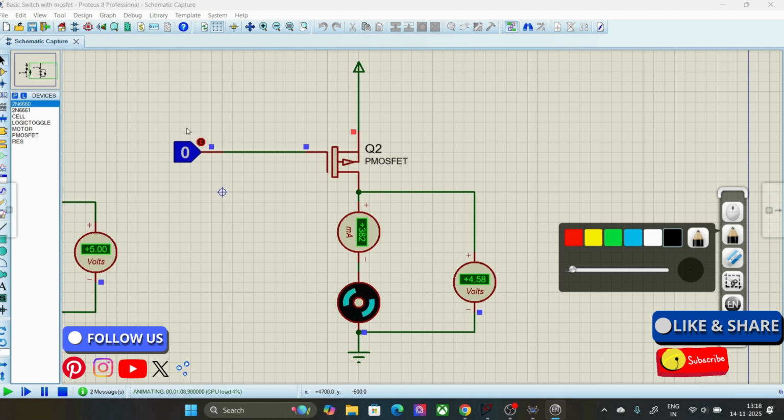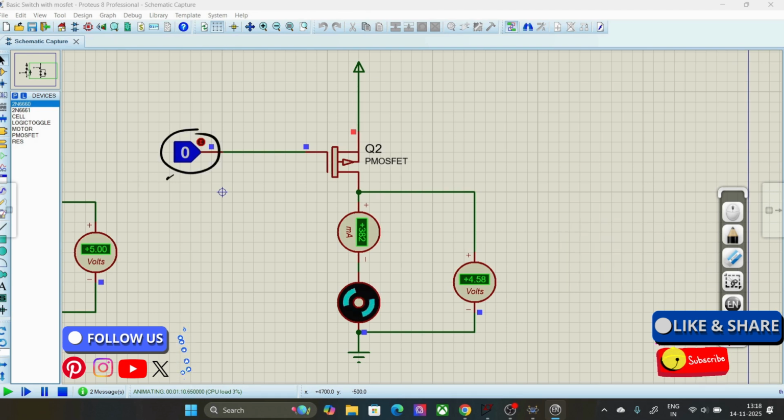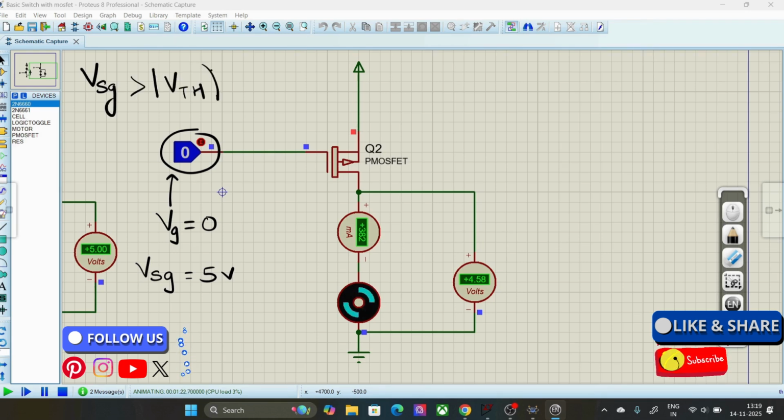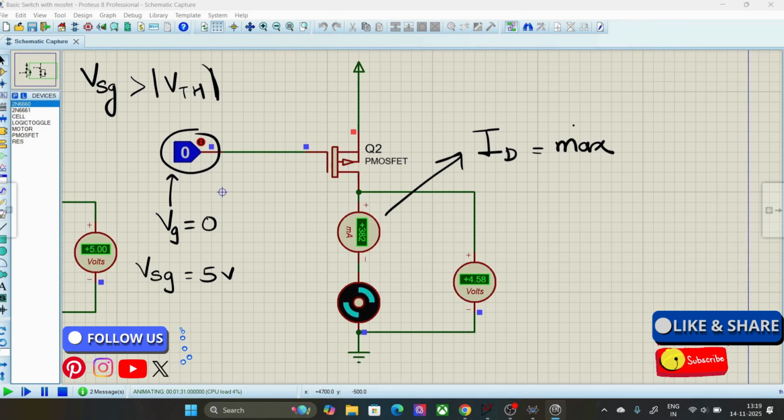So when VG is 0, that means my VSG is how much? VSG is 5 volts. That means my VSG this time is greater than mod of VTH, and VTH is 0.4 volts in our case. That's why you see your ID is maximum. Let's say in this case it is 382 milliampere, something like that. I'll take it as the maximum amount of current flowing through it. So this is the overall idea.